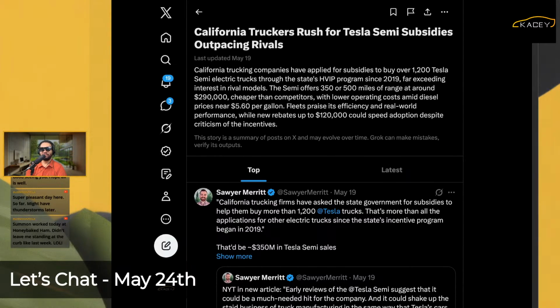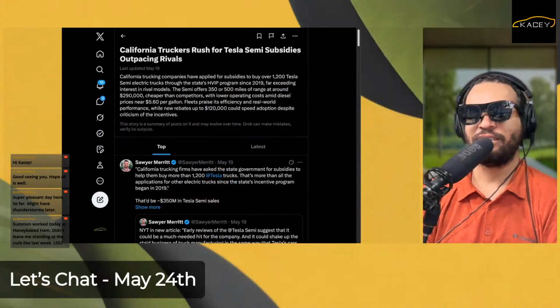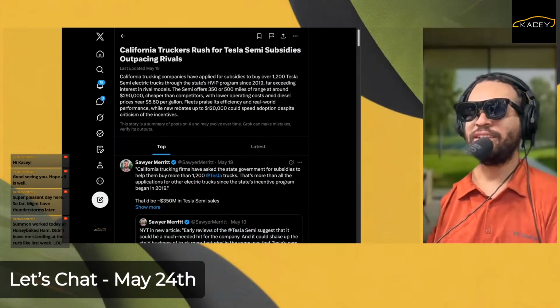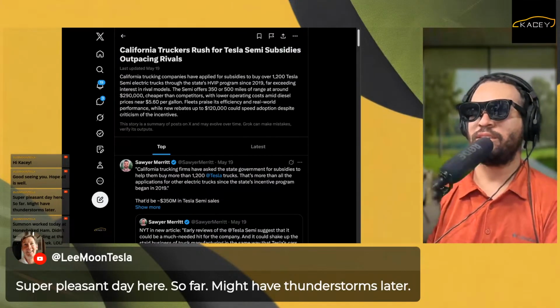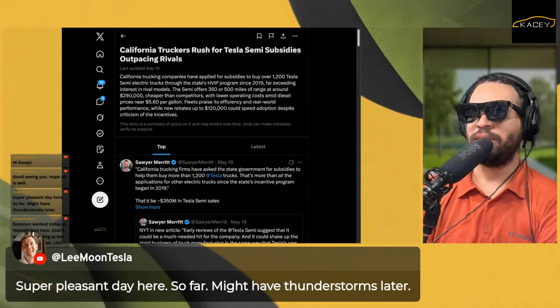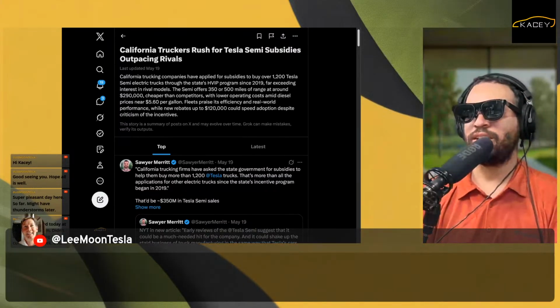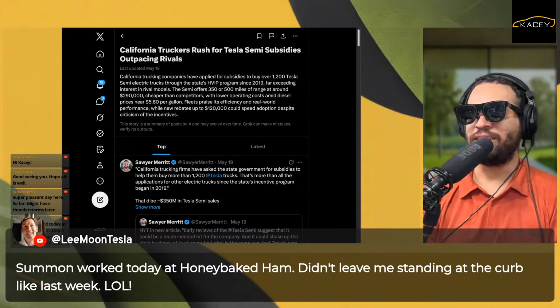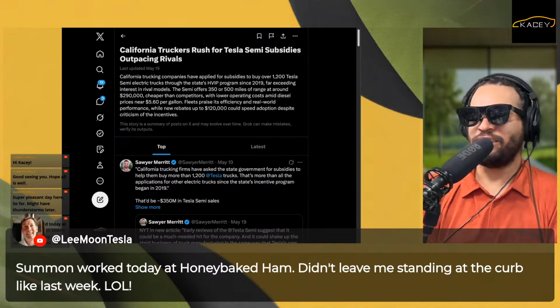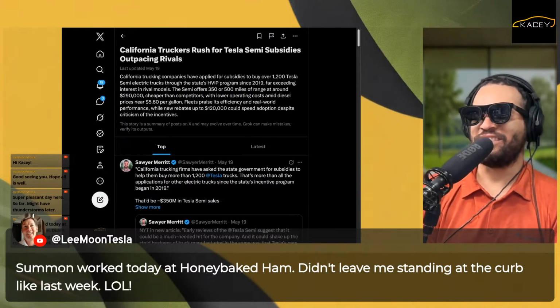And why is it arranged like this? Let's do our usual, not that. This. There we go. Lee says it's a super pleasant day here so far. I might have thunderstorms later. Oh, might enjoy these. Someone worked today at Honey Baked Ham. It didn't leave me standing at the curb like last week. Did you bring along a double A or something? Like, so I knew you got a little treat with you, or is it all the software update?